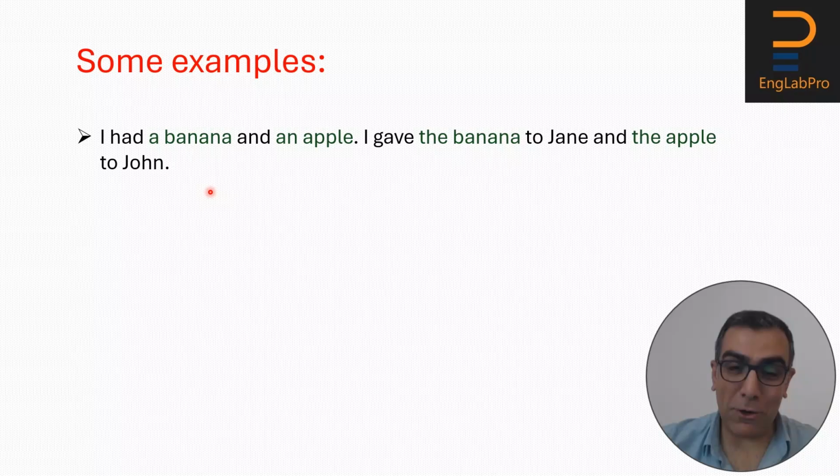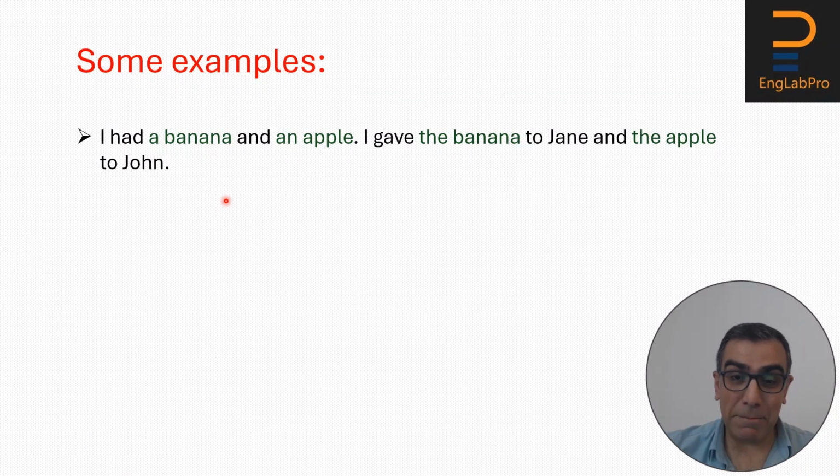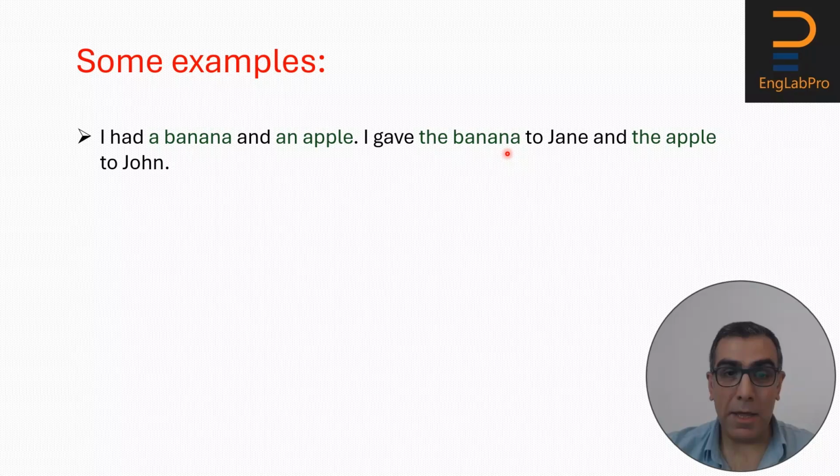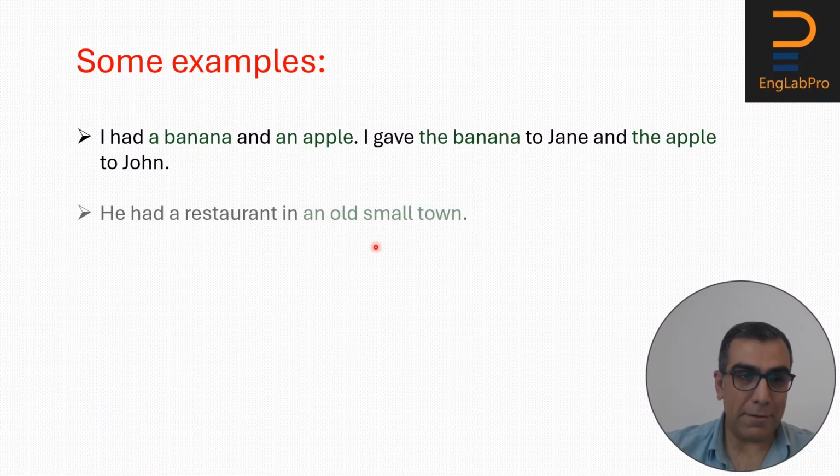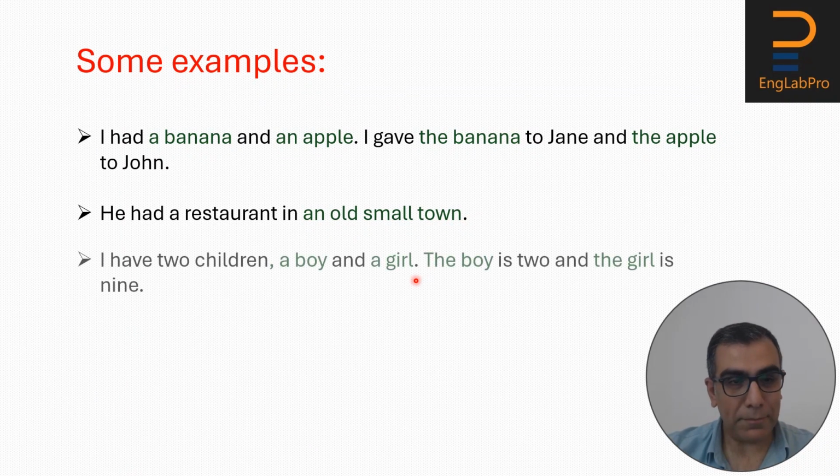So when we are talking about something for the first time, we don't use a definite article. We use an indefinite article. In this case, a or an. But when we know that, we've already talked about it, we use the. Another example. He had a restaurant in an old small town. It's just a town. We don't know which town it is.